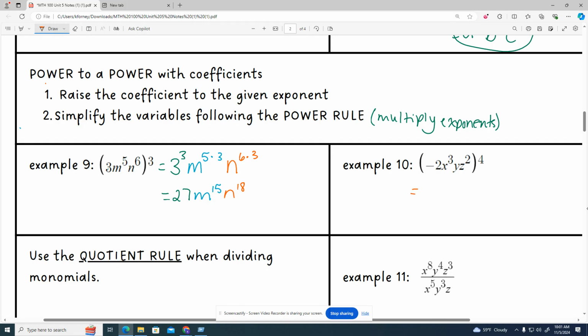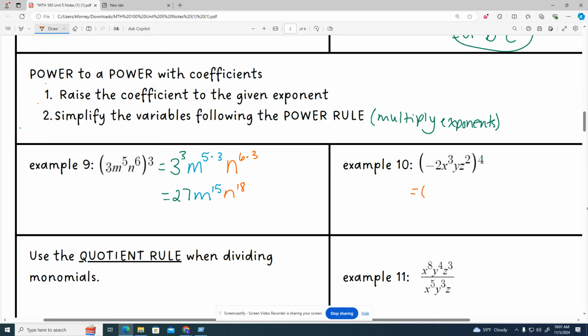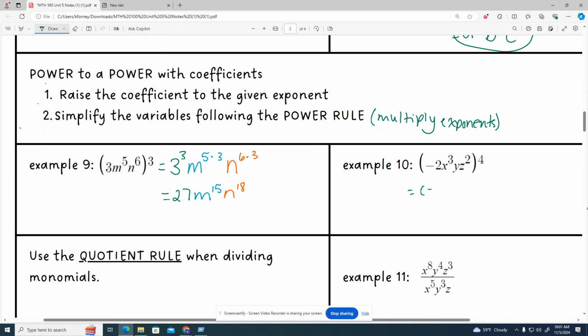Example 10. That negative 2 is the coefficient, and it's going to be raised to the 4th power. That is not negative 8. Negative 2 to the 4th power is negative 2 times negative 2 times negative 2 times negative 2, which gives us 16.